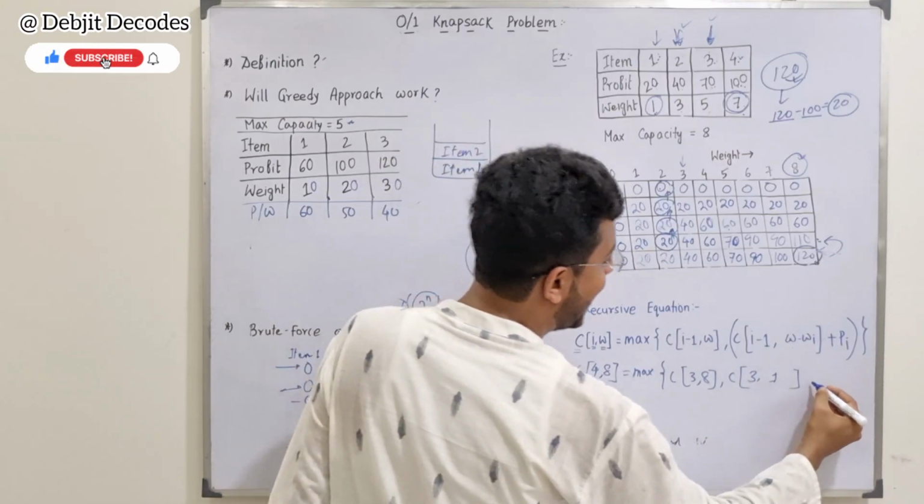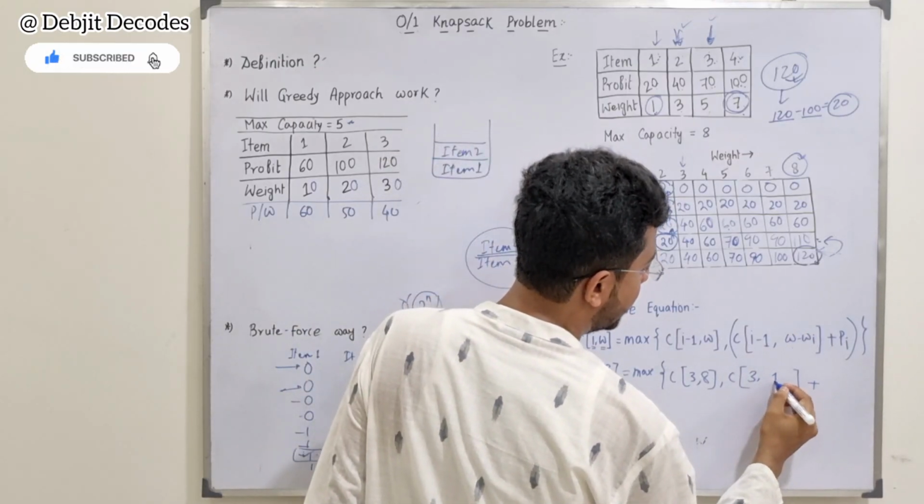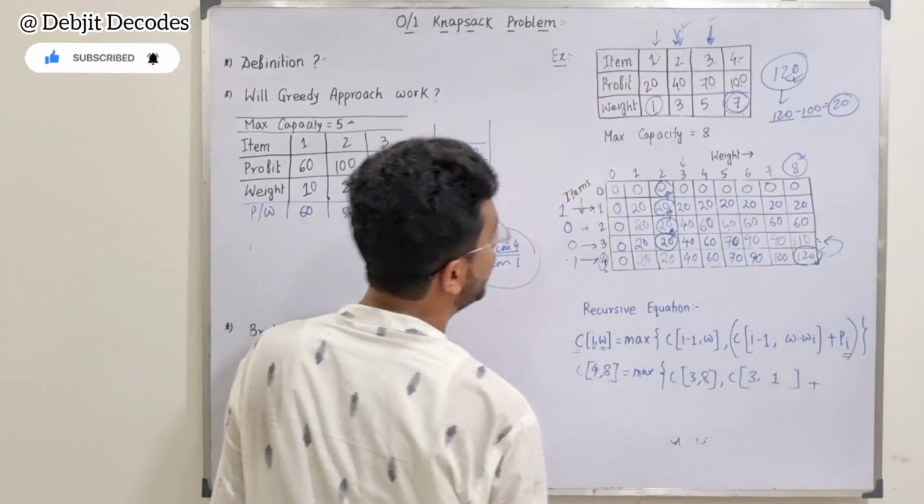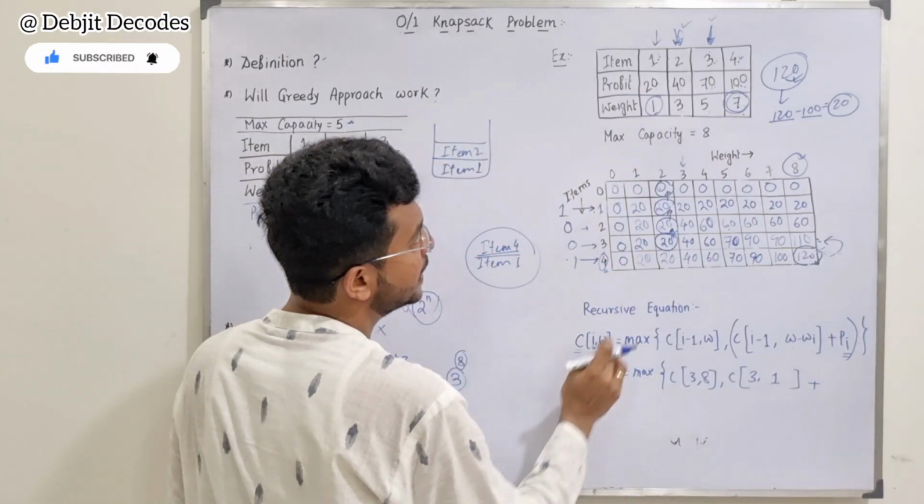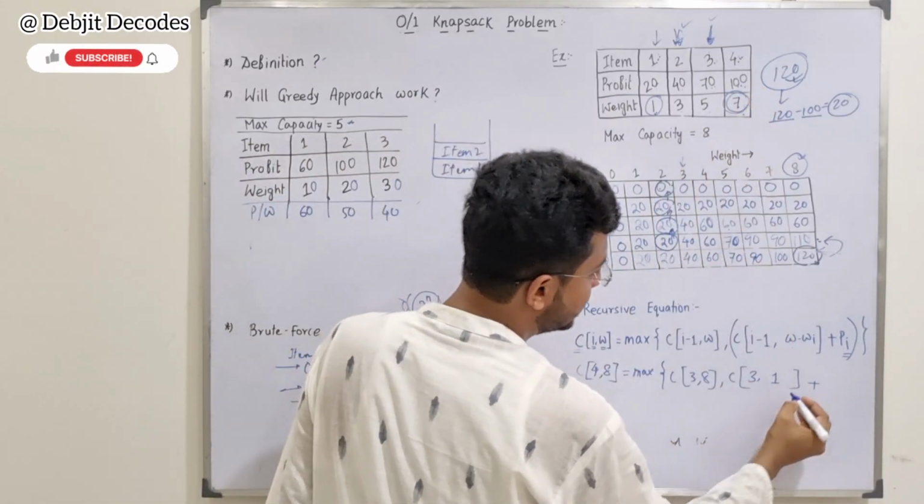1. So plus P of I, profit of I. What is the profit of I? I is 4. That is the profit of the fourth element, this one. So that is 100.